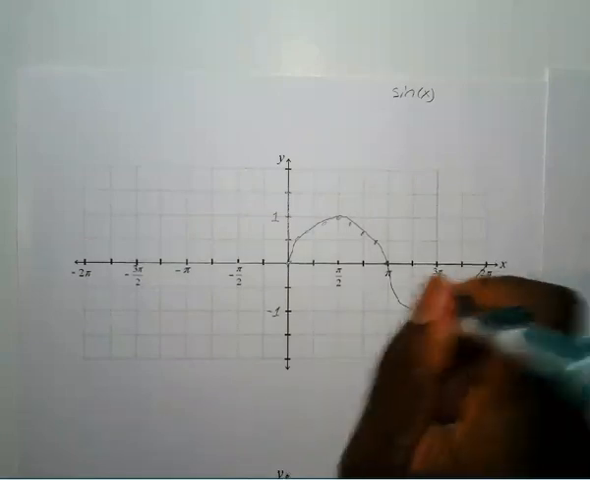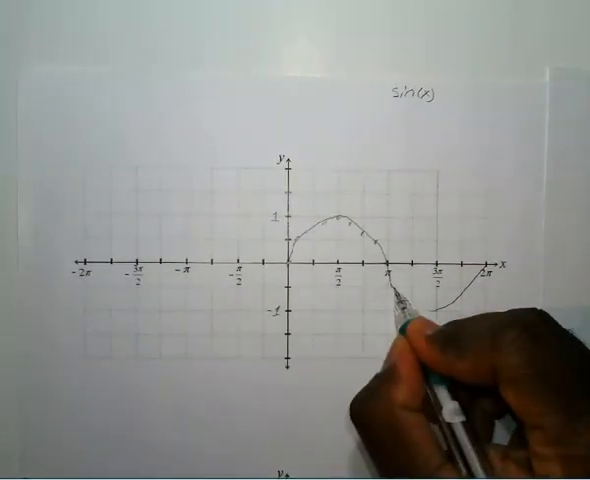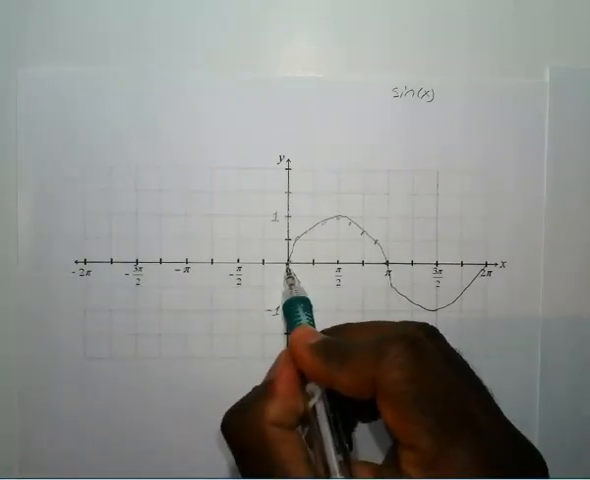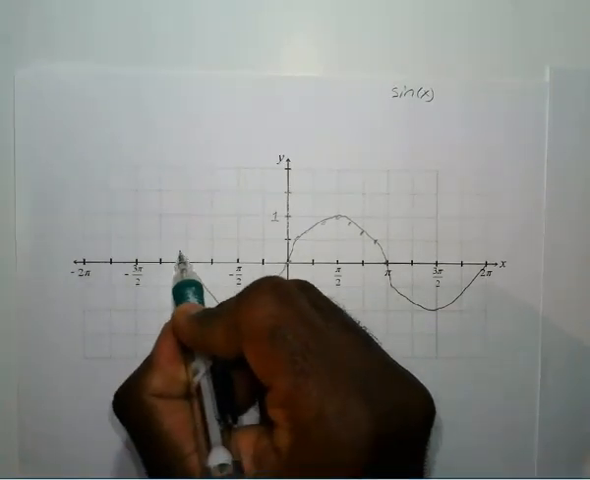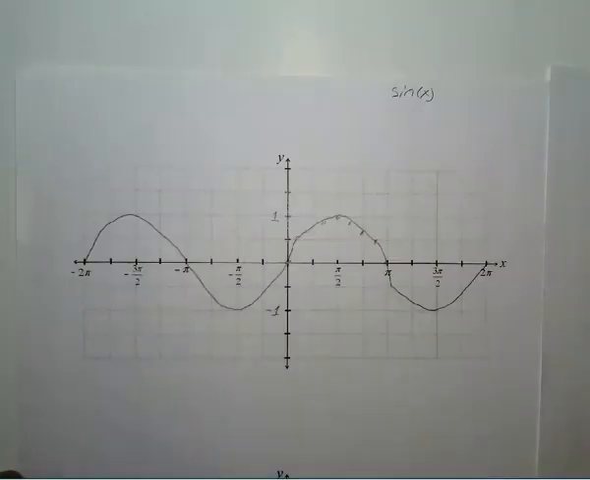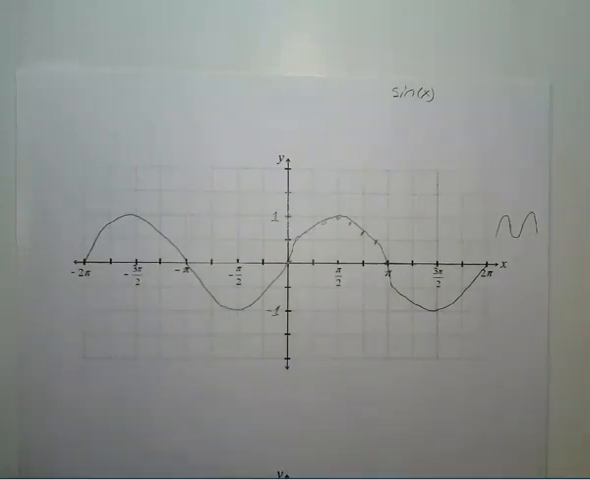But it should be 0 at 3 pi over 2. I kind of made it a little too steep, so it should be about right there. And then it goes in the other direction as well. So it goes like that, like that, and like that. Again, it's not the most flawless sine wave, but it looks kind of like that.